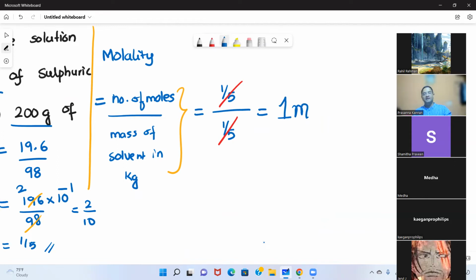Usually molality we represent with small m. Molarity we represent with capital M.